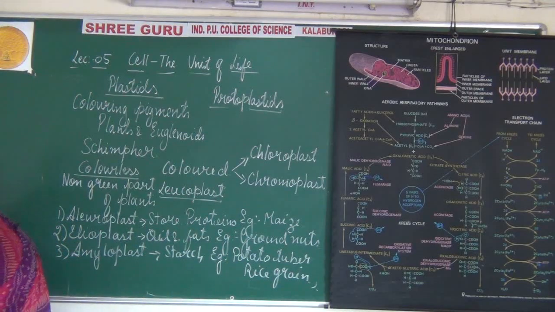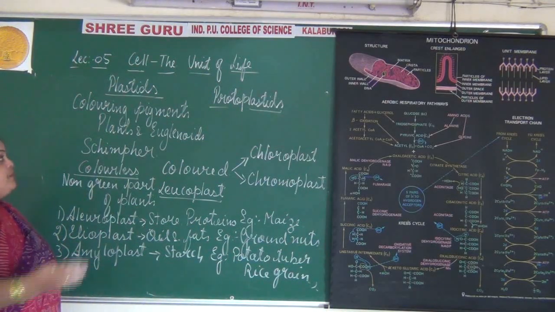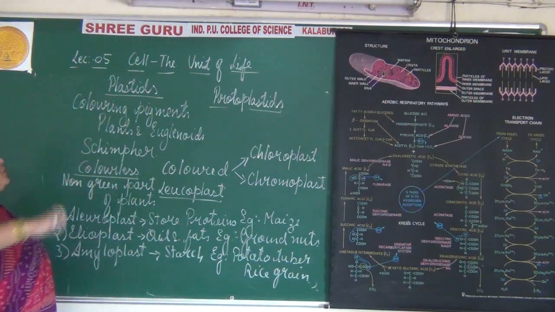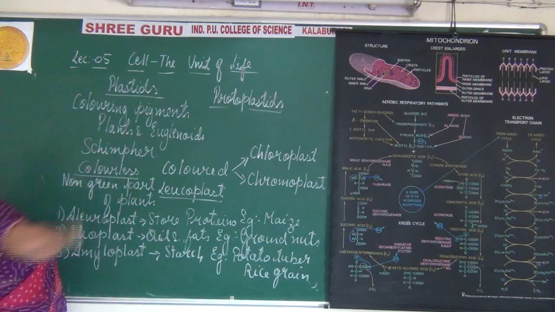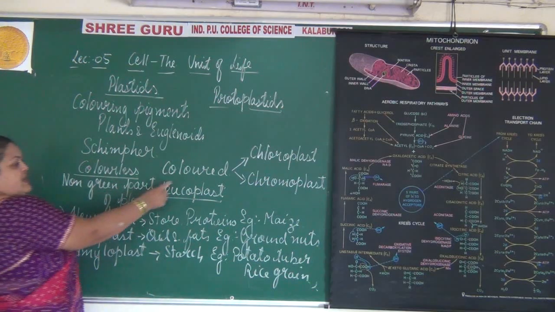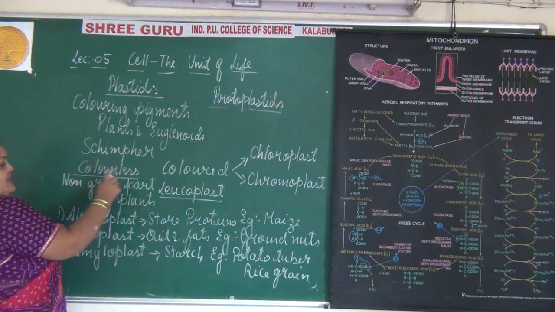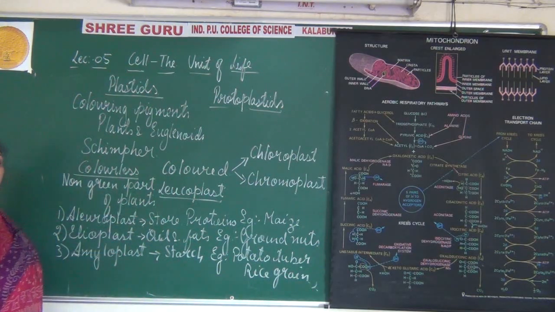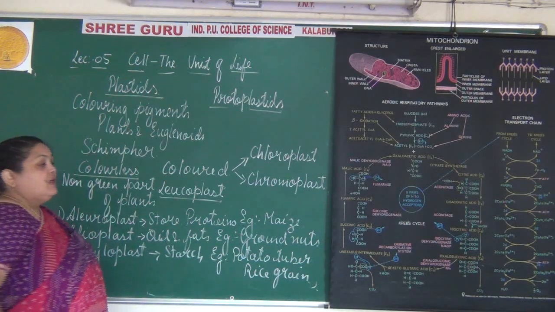Protoplastids, which develop to form the plastids. So the plastids are the coloring pigments, classified as colorless plastids and colored plastids. Colorless plastids are the leucoplasts, which are classified based on the components that they store as aleuroplast, elaioplast or amyloplast. Then I said about the mango.